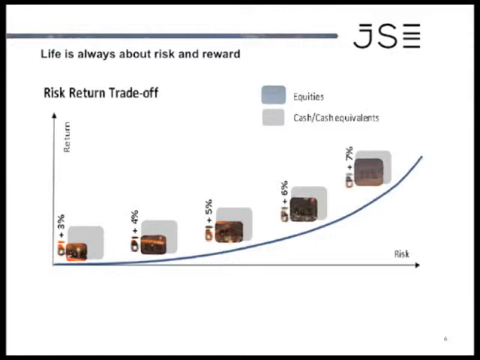CPI is, of course, inflation. So inflation plus 3%. So you'd be looking at about making a 9% return at the moment, and that would have about 40% in shares. So you need to look on this chart, find out where you'd position yourself.